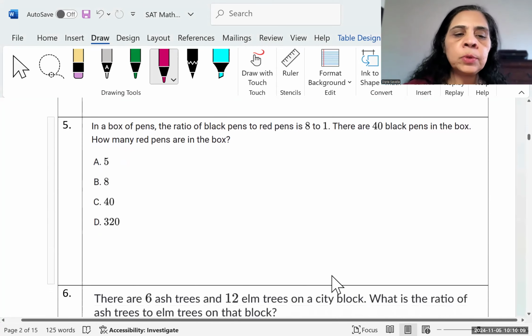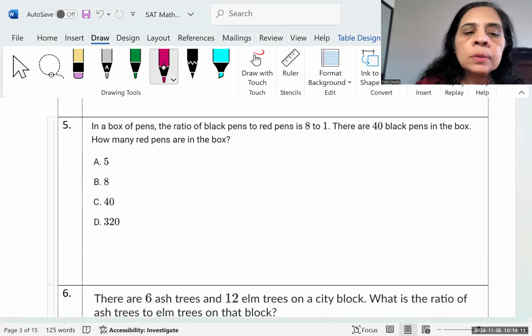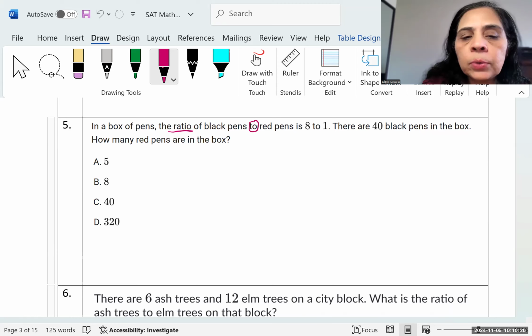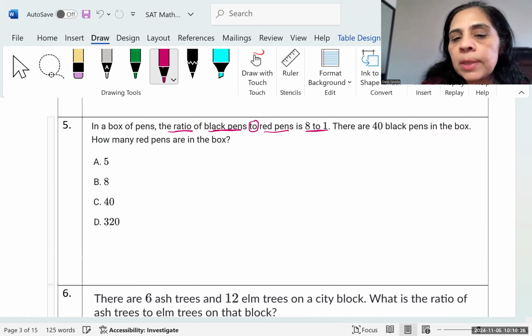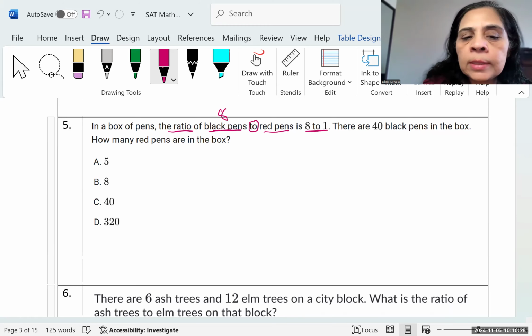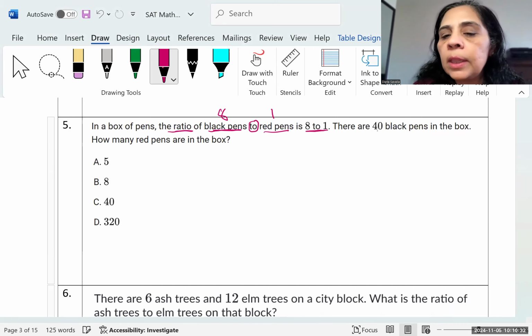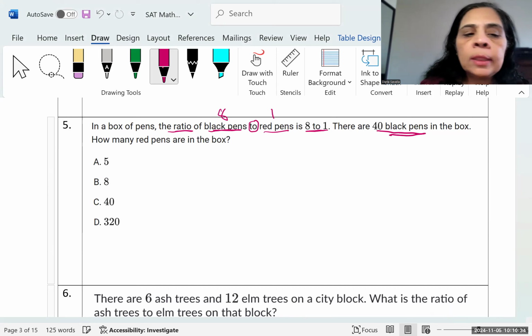So next one we have in a box of pens. Now we are talking about ratio. Whenever you need to write ratio, you will find the word "to." It says black pens to red pens. So the black pens to red pens ratio is 8:1. So we can see here 8 black pens and 1 red pen. There are 40 black pens in the box.